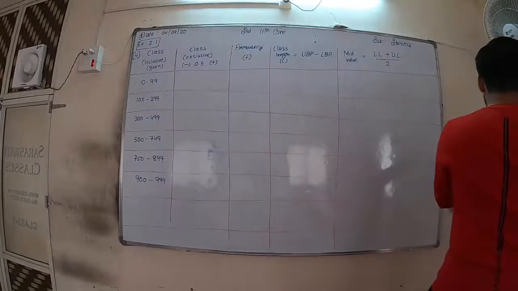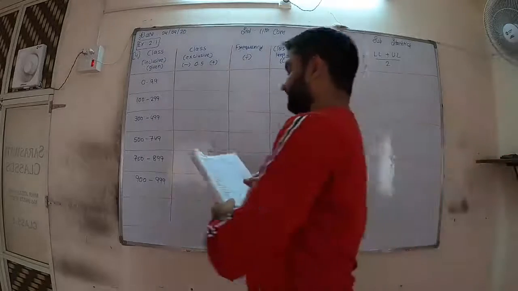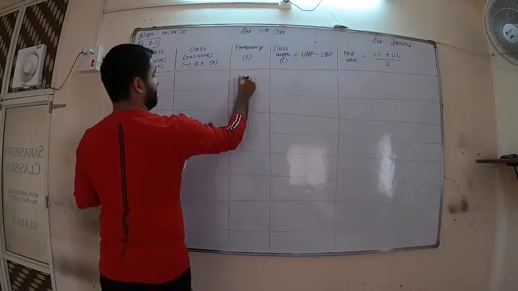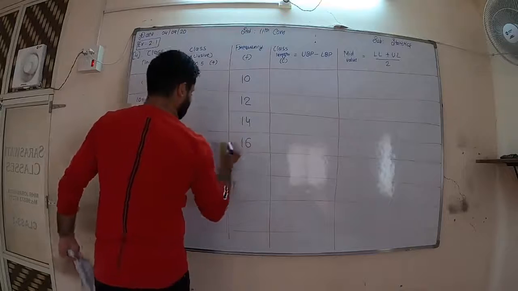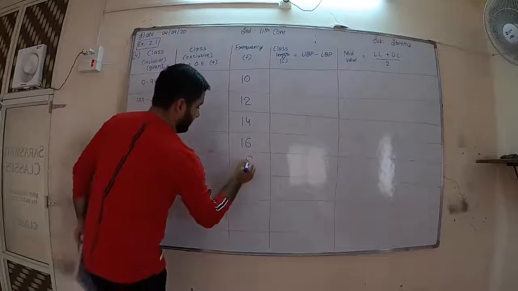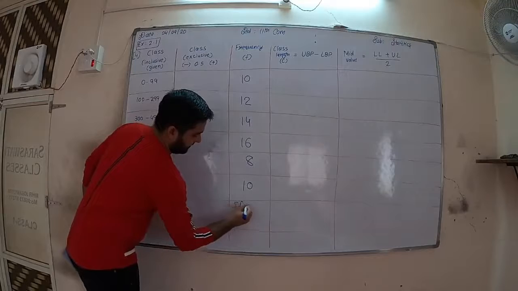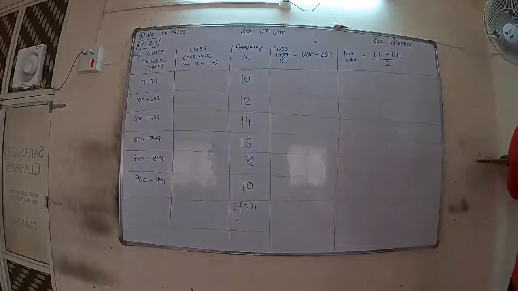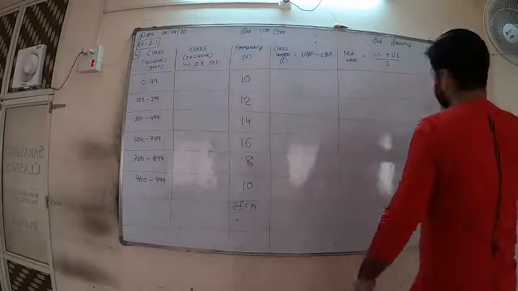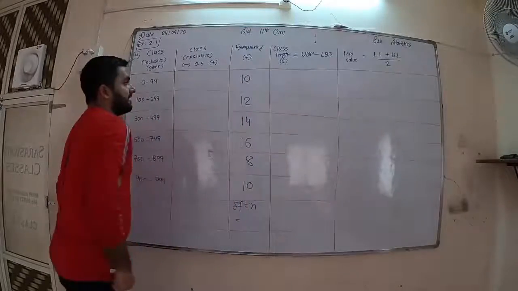Okay. Now I will write the data of frequency without making mistakes. 10, 12, 14, 16, 8, 10. Sigma f is equal to n, we will get. Now friends, first we will convert our inclusive classes to our exclusive classes.